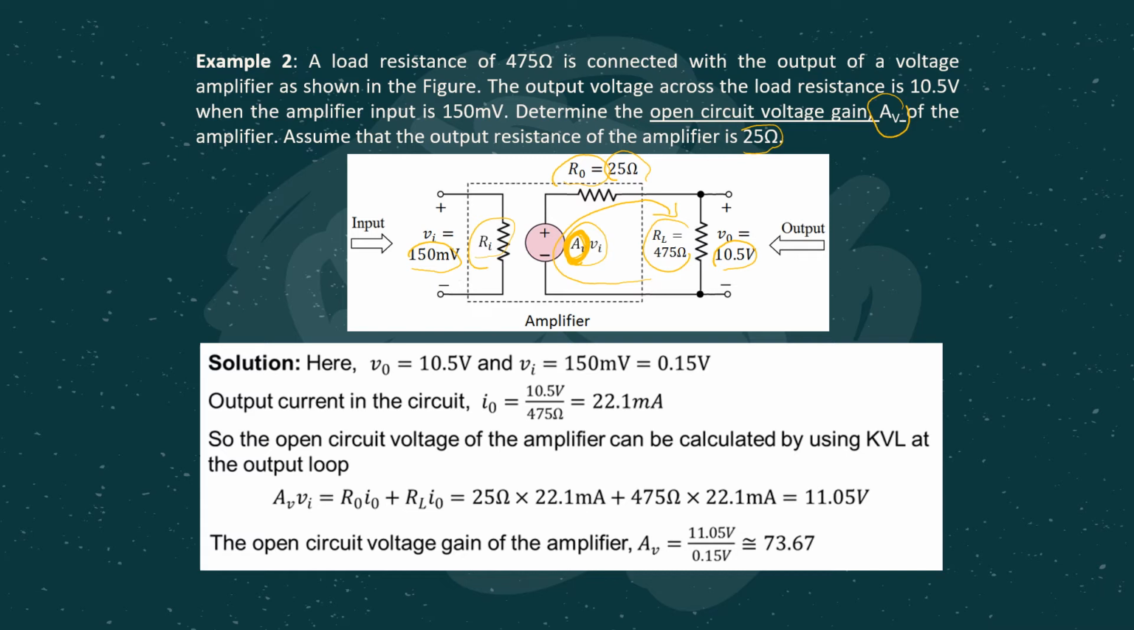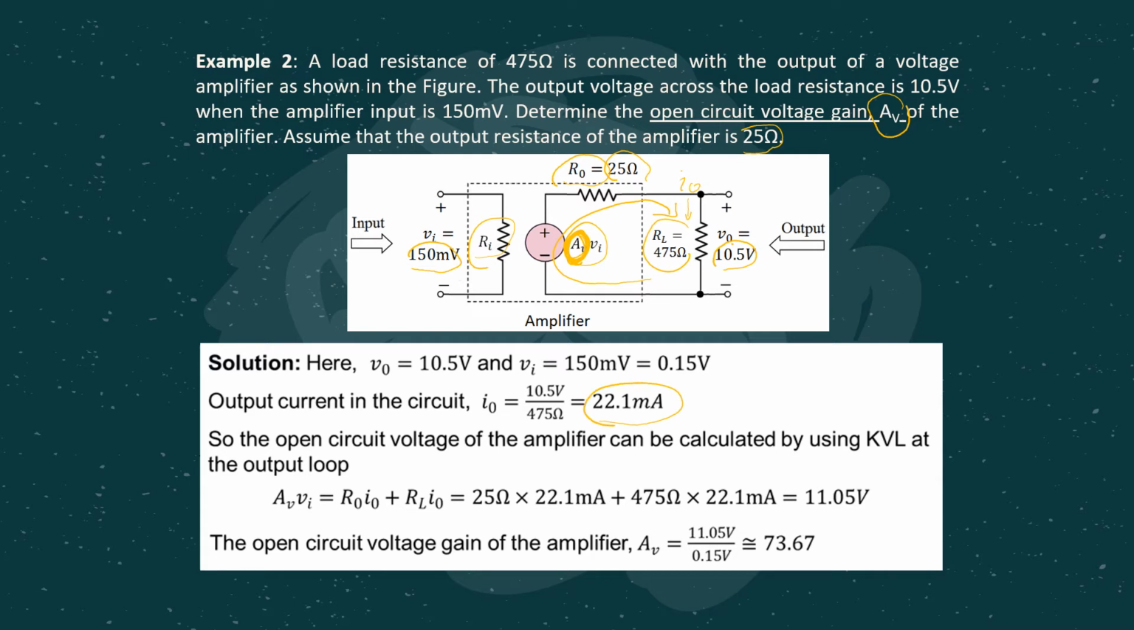Then for this particular path, you can see that voltage is given, the resistance value is given. So from here, straight away, you can find the current. Remember Ohm's law. So from there you can straight away calculate the output current, which is 10.5 divided by 475 ohm. So you straight away get the output current.